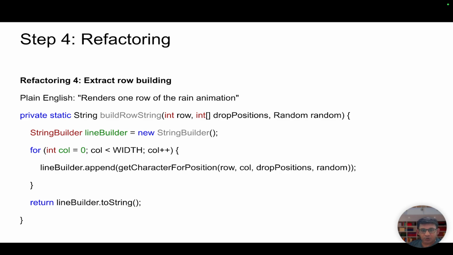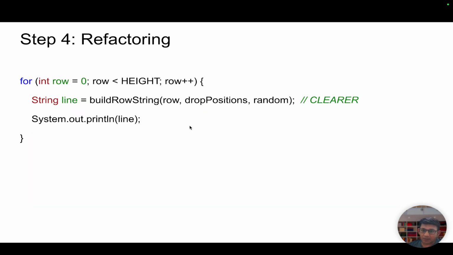The method name build row string is descriptive. The implementation is now just a simple loop with a clear purpose for each iteration. Get the character for this position and append it. Now, the rendering section becomes a simple for loop. The complexity is hidden behind the well-named method which we have.